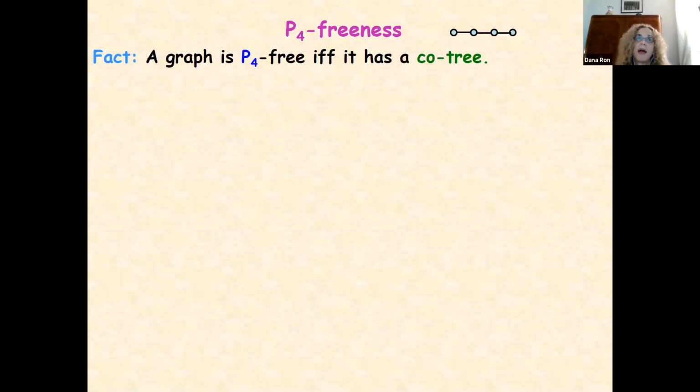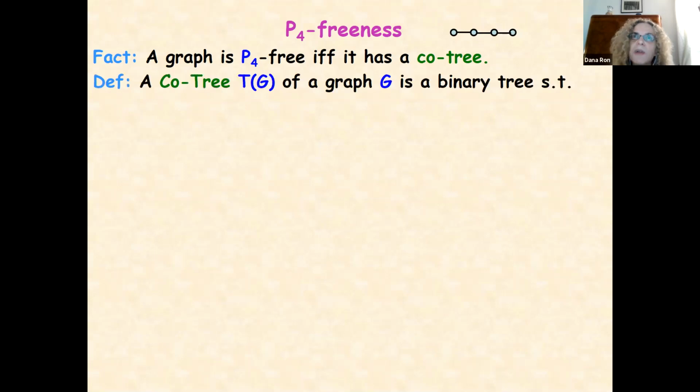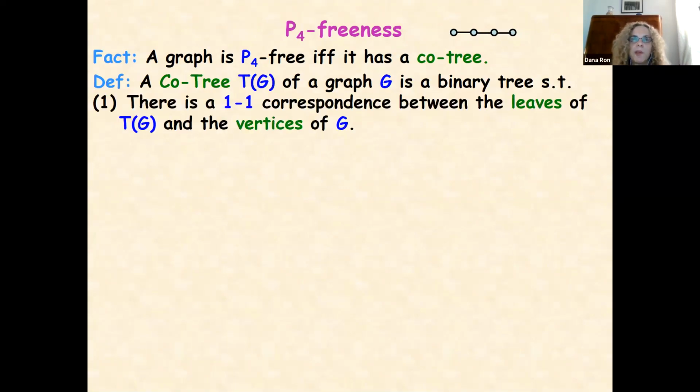The fact is that a graph is P4 free if and only if it has a cotree. I know cliques from before, and now I'm giving you this new thing, so let me define what a cotree is. I don't like that name, but it has been used before. I would call it maybe a cut tree, but it's called a cotree. A cotree of a graph is a binary tree, and I'll have an illustration in a minute, such that there is a one-to-one correspondence between the leaves of the tree and the vertices of G. So basically, the leaves are the vertices of G. And why do I want to call it a cut tree?